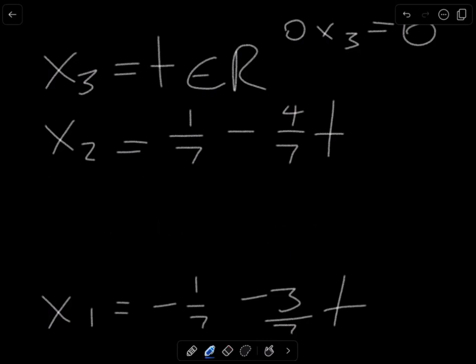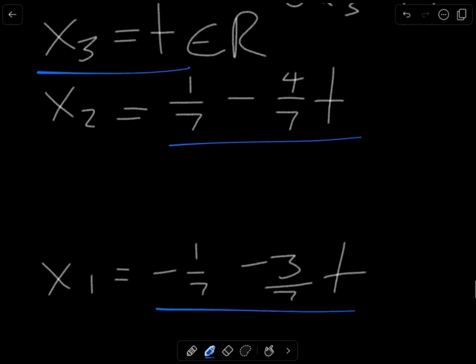There we go. x3 is equal to t, where t is a parameter, it's a real number. x2 is equal to 1 over 7 minus 4 over 7t, and x1 is equal to minus 1 over 7 minus 3 over 7t.